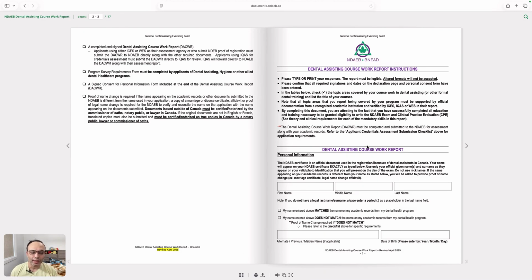Going further, the next page consists of general information like personal information, name, and middle name. Ensure whatever you are filling in here matches the name on your document. If there is a discrepancy, then there could be a problem and you might need to submit some additional documents.